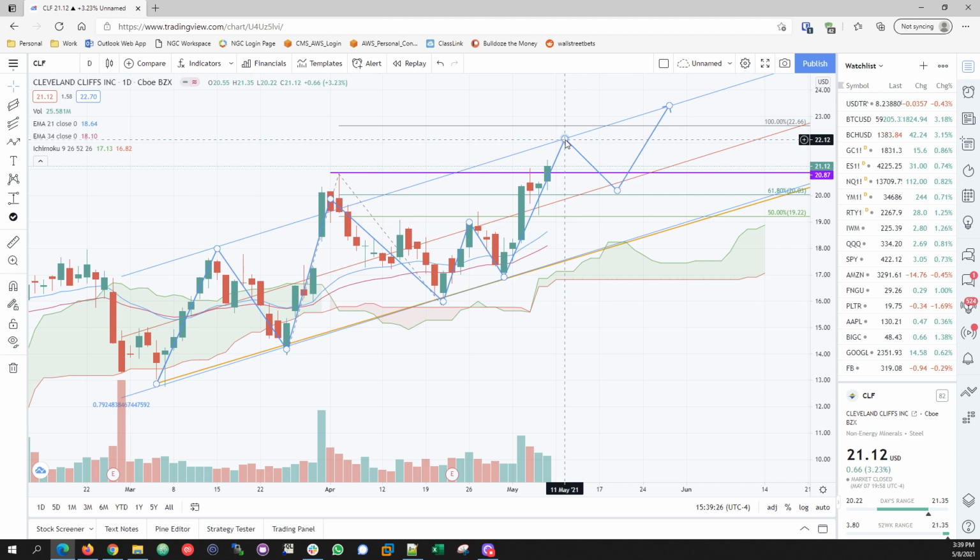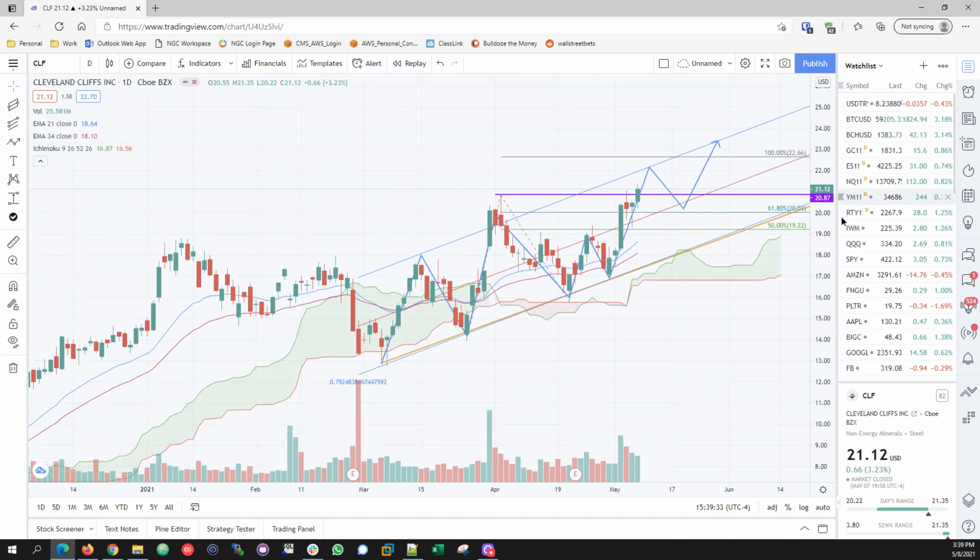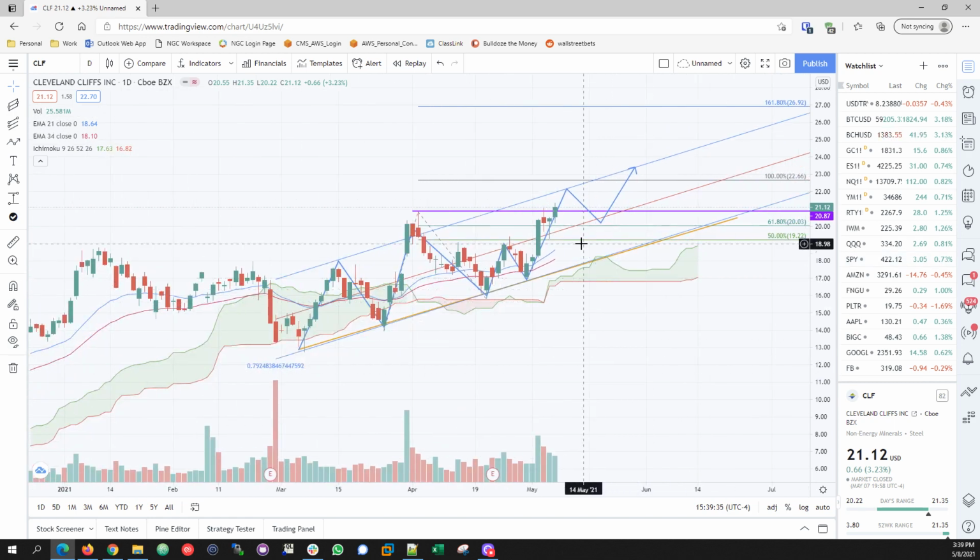It'll probably push up to 22 and then come back towards 20 and then all the way up to 23.34. That's what the pattern seems to go with. I like the double bottom here.